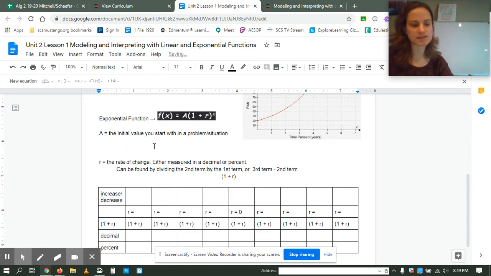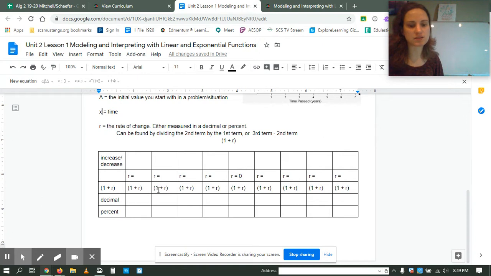I forgot to put the x in here. Your x is equal to time, whatever time you're working with. And you've got to be careful and read your problem to see whether it's talking to you about years, months, those types of things. So looking at this 1 plus r, I feel like the a and the x are pretty self-explanatory, but that 1 plus r is a little bit different. That's where you're looking at whether or not your problem increases or decreases.